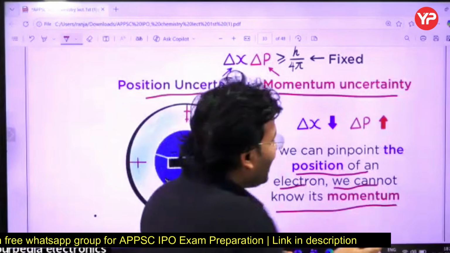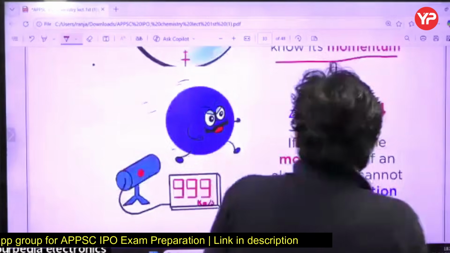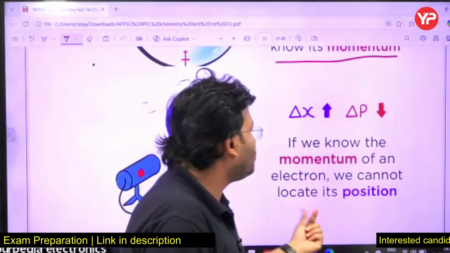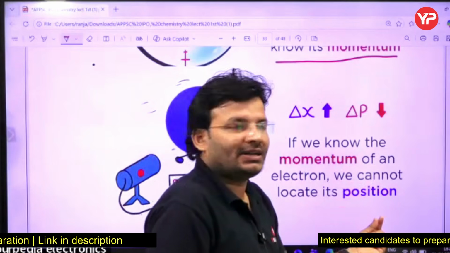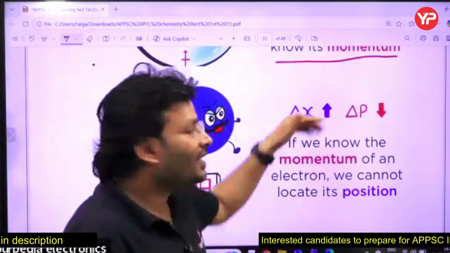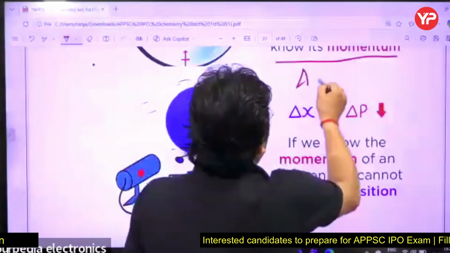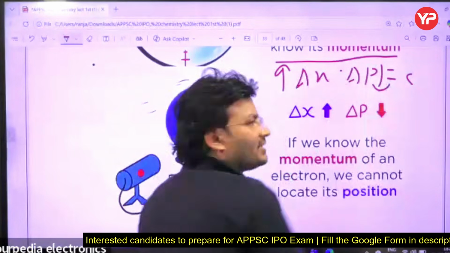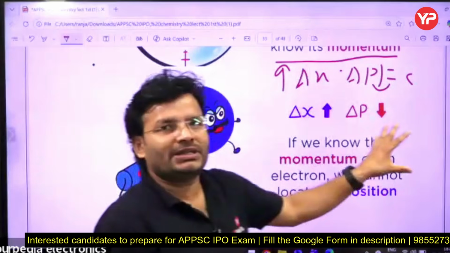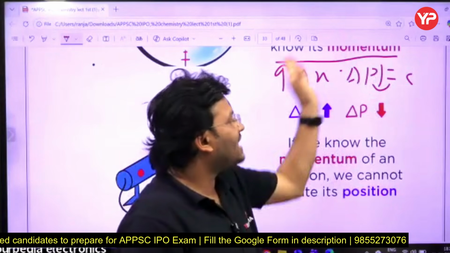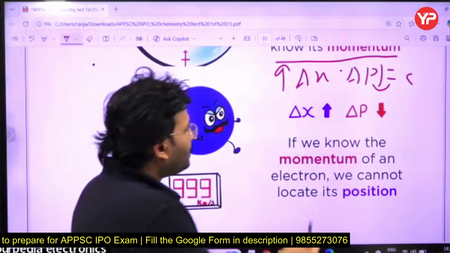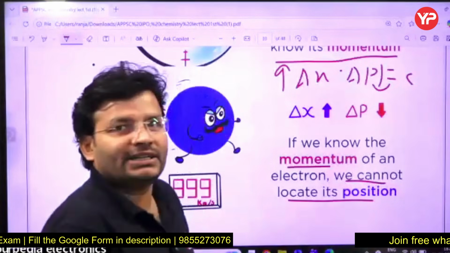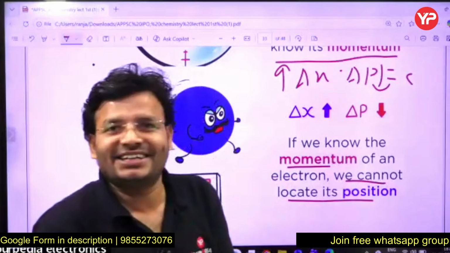But if I fix the momentum, if you know the momentum of the electrons, we cannot locate their position, right? Because delta x increases. If you talk about delta x times delta p being equal to some constant, then when one increases, the other has to decrease. So if you know the momentum of an electron, you cannot locate its position. It will be very difficult, and that is what is called the uncertainty principle.